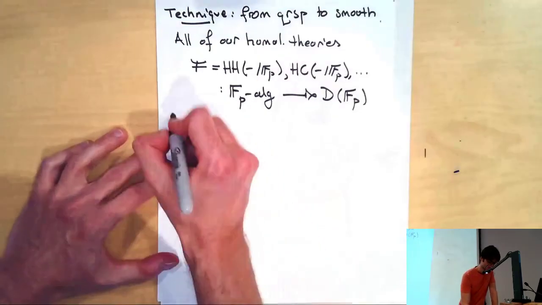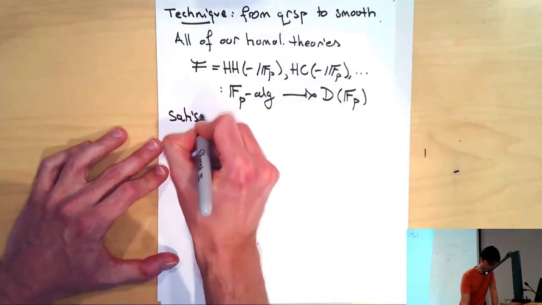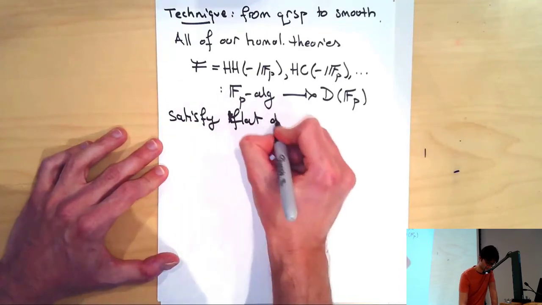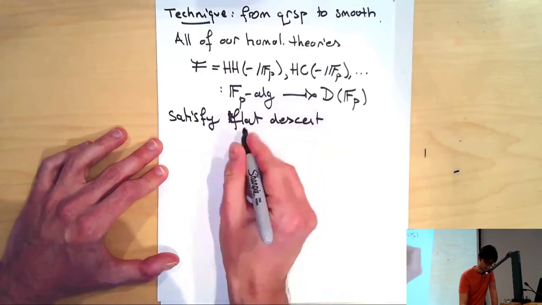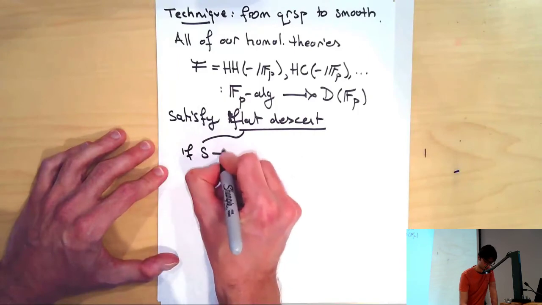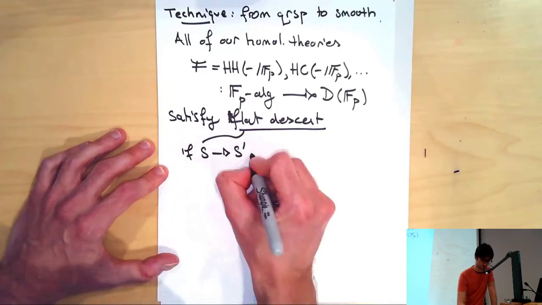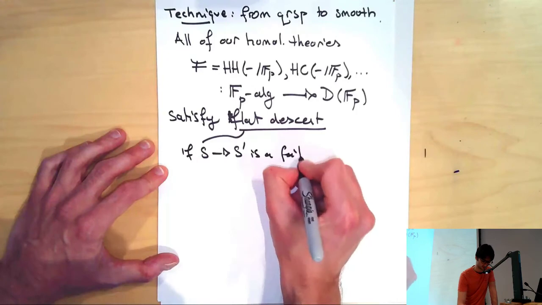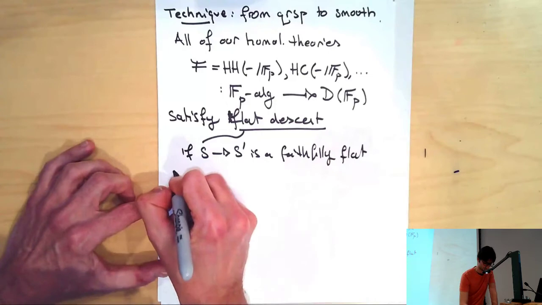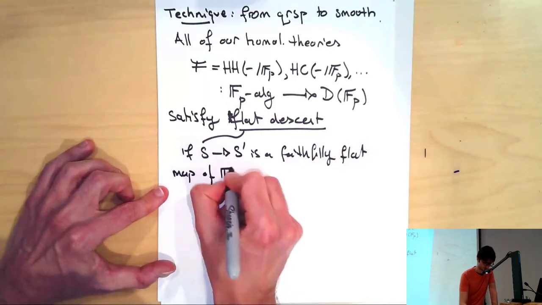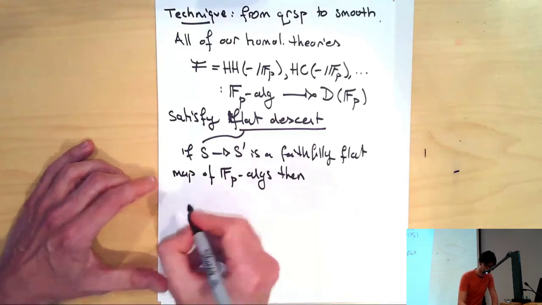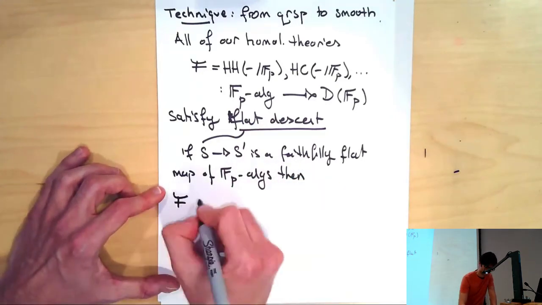All of the theories that we'll be interested in satisfy what's called flat descent. And what that means concretely is that if S to S' is a faithfully flat map of F_p algebras, then I can do the following.